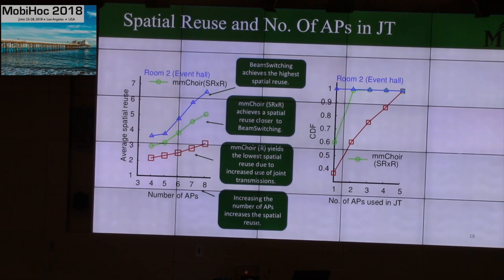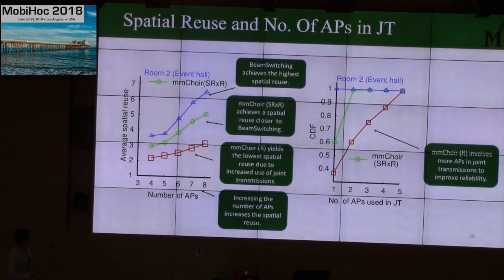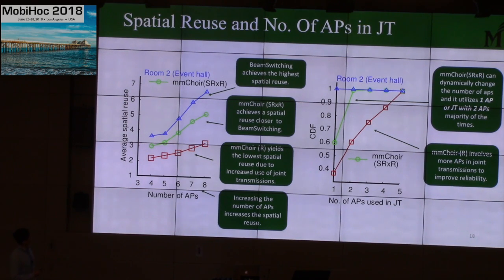And last but not least, we want to see how many APs are used in the joint transmission. In this case, we can see that mmChoir R involves many APs in the joint transmission to provide reliability, but at the same time it reduces spatial reuse. But our mmChoir SR cross R can dynamically change the number of APs, and it utilizes one AP or 2 APs for most of the time.